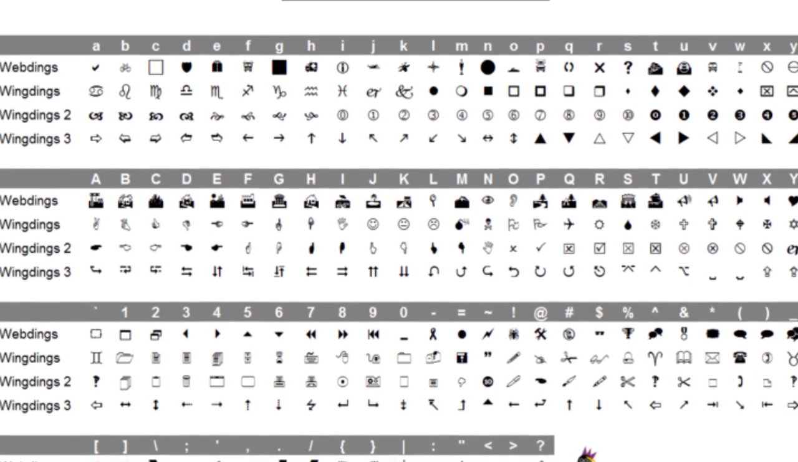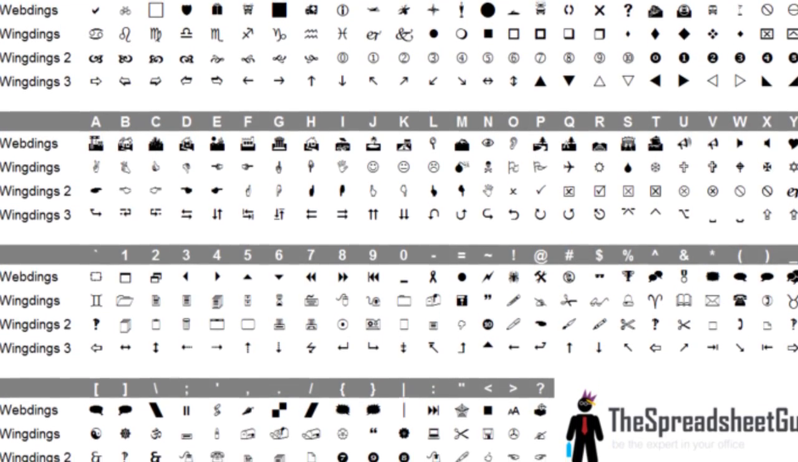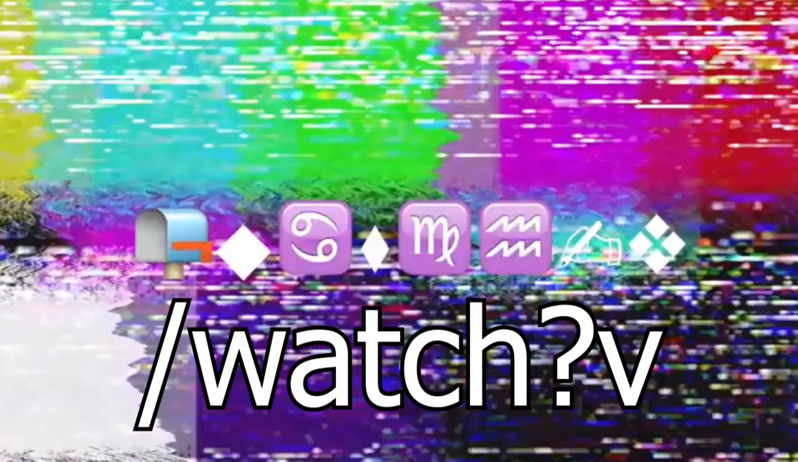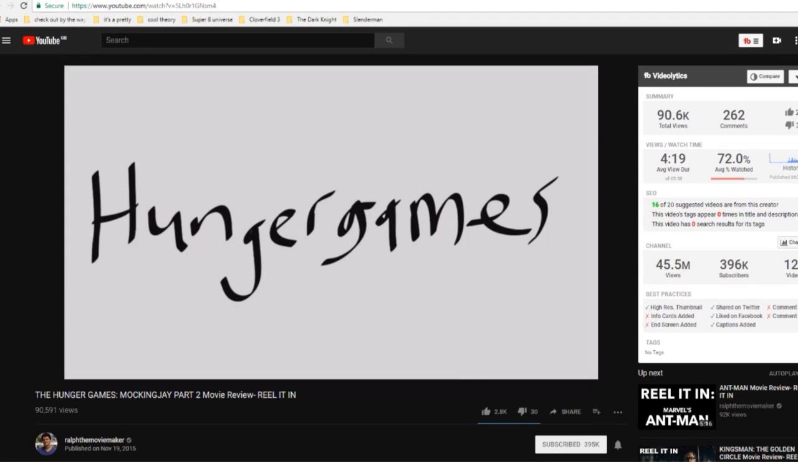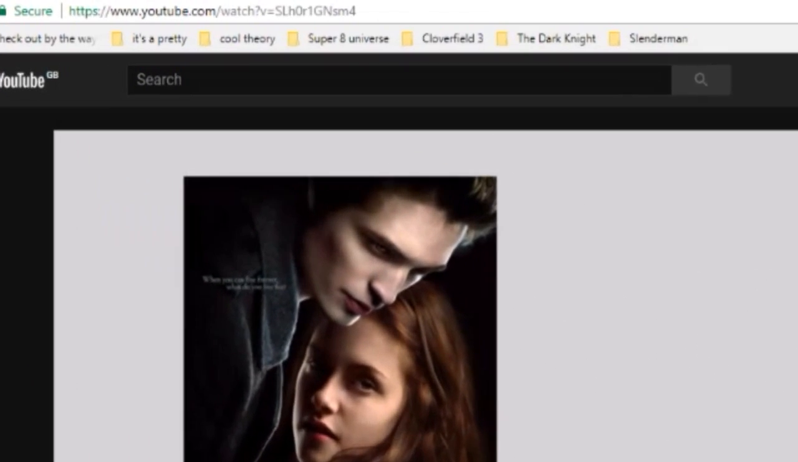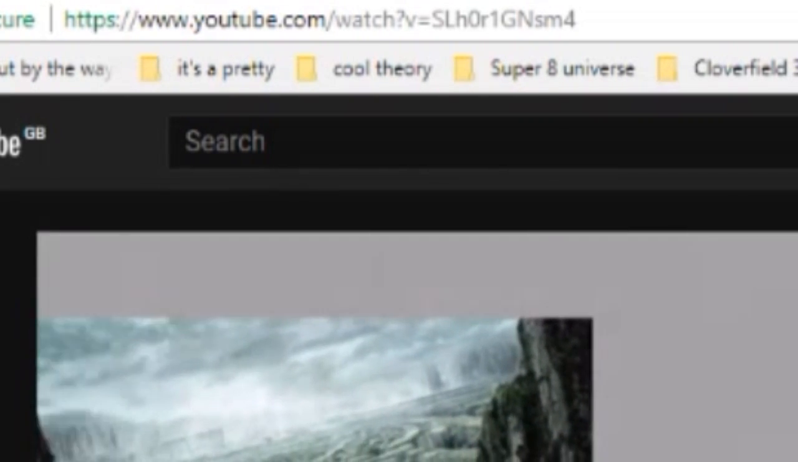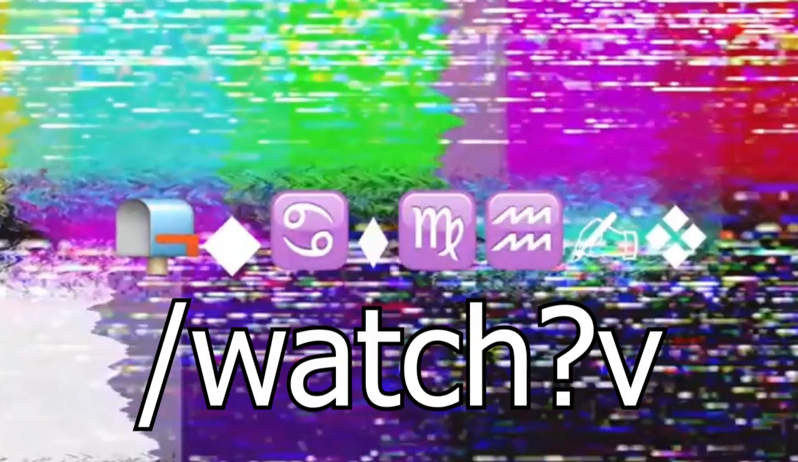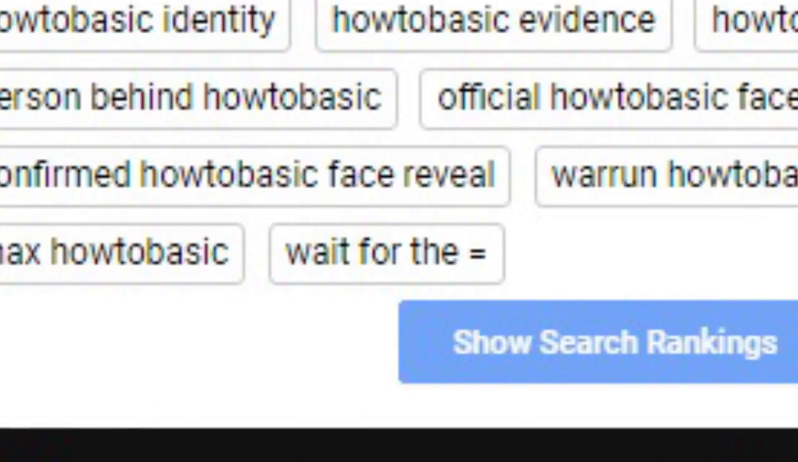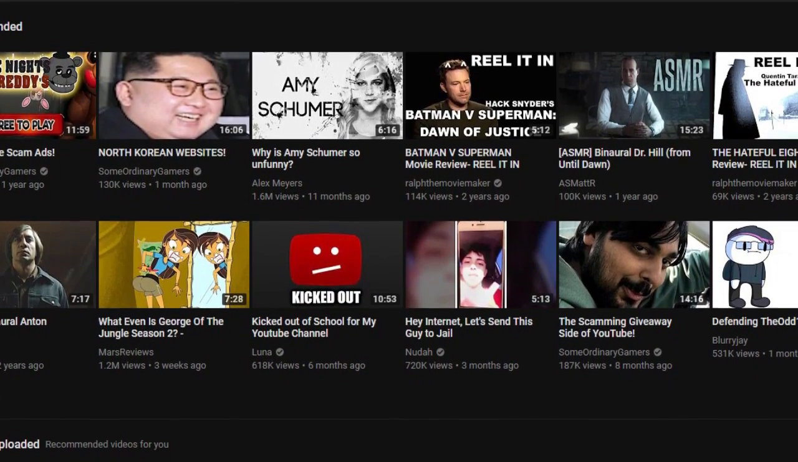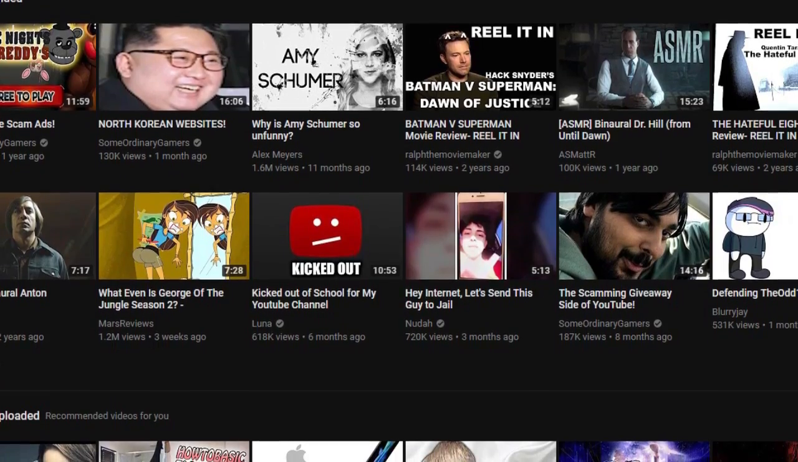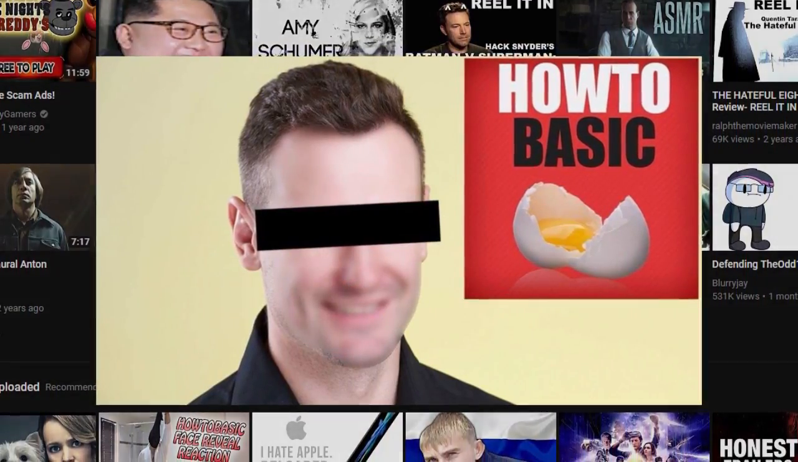But what caught most people's attention was the ending. A flash of a code could be seen displayed on one of the final frames of the video. These could actually be translated into a word using the Wingdings translator. When placed together, we get watch?v. Watch?v is actually what is displayed in every YouTube video URL, followed by an equals sign and 11 characters. With this message being translated to watch?v, along with the wait for the equals found in the tags of the video, it's very possible that HowToBasic is saying there's an unlisted video on YouTube that features the real HowToBasic's face.